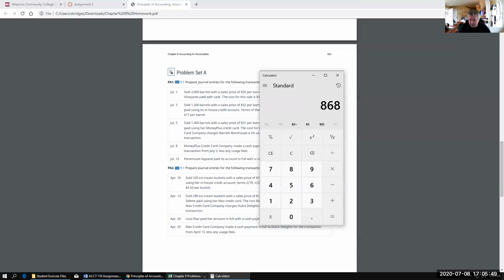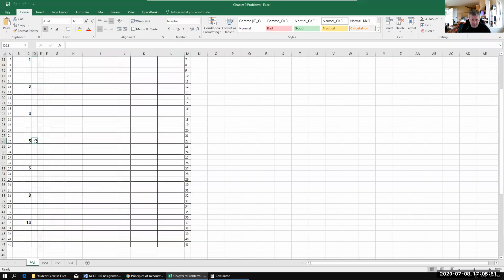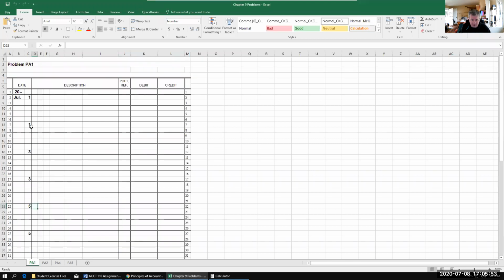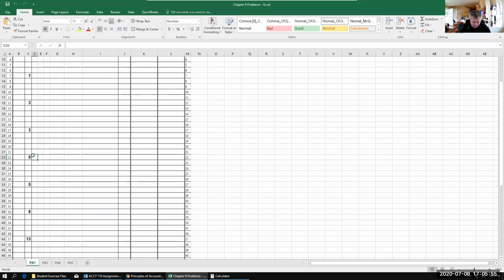So I'll go back over here, and again, I'm just going to skip down to 5 because this happened on July 5th, and we're going to put in. This is the key here: for our debit, it's an account receivable.